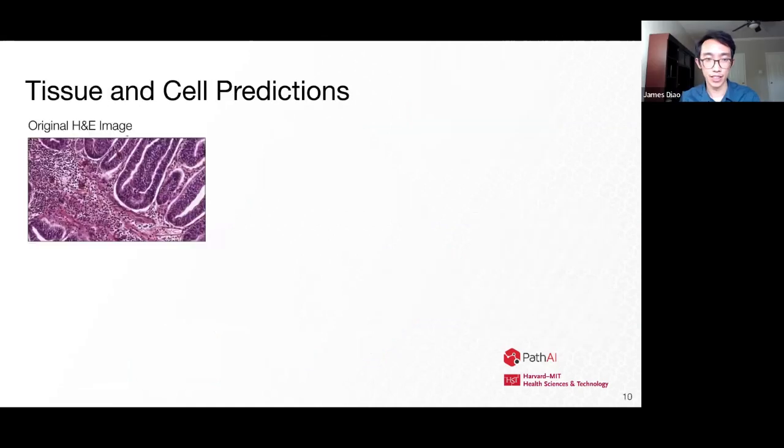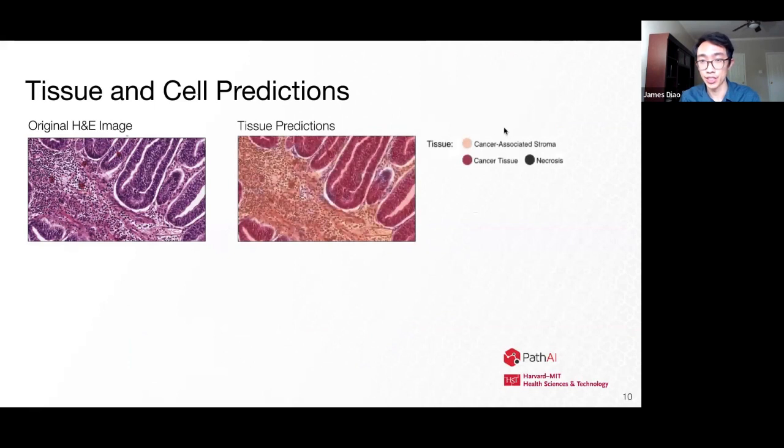Great. So just to show some of the results, this is the original H&E image. This is an example in stomach adenocarcinoma. And then this is the tissue prediction. So you can see red is the cancer tissue, orange is cancer-associated stroma. There's not really any necrosis, except maybe a touch in the blob towards the right.